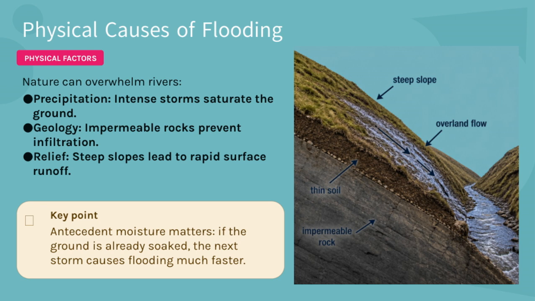Another very important factor is antecedent moisture. This means how wet the ground was before the rainfall event. If the ground is already saturated from previous rain, it cannot absorb much more water. So when another storm arrives, more rainfall becomes surface runoff and rivers rise quickly. So the key physical causes are heavy rainfall, impermeable geology, steep slopes, and already saturated ground.